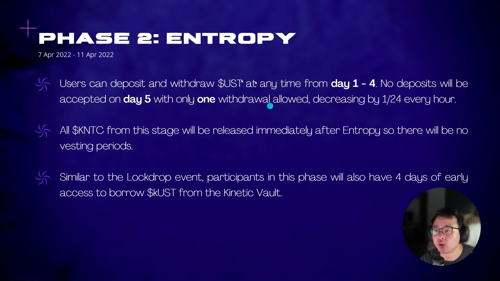So for phase 2, also known as Entropy, users can deposit and withdraw UST at any time from day 1 to 4. This Entropy is basically the liquidity bootstrapping auction where you can basically buy KNTC. And this format follows similarly to both Astro and Mars protocol. So you should be familiar with this if you have participated in Mars and Astro. And similarly to the lock drop event, participants in this phase will also have 4 days of early access to borrow KUST from the Kinetic Vault.